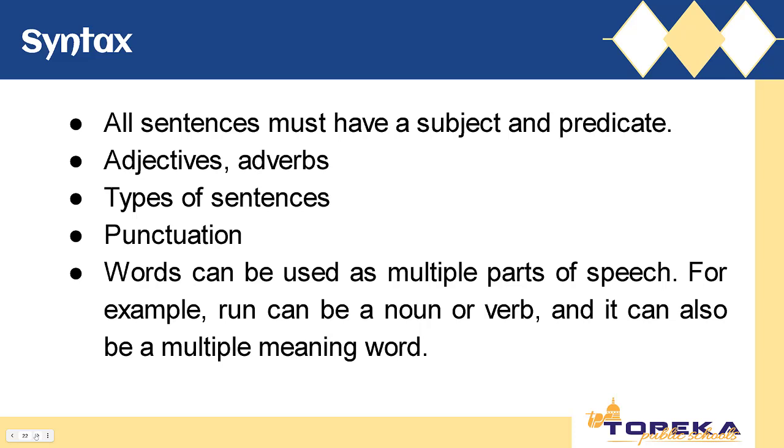Another example, we can say, the politician said the voter is a fool, or the politician said the voter is a fool. Notice that those placement of the commas very much changes the meaning of our sentences and the message that we are conveying. We also have to teach that words can be used as multiple parts of speech. For example, run can be a noun or a verb, and it can also be a multiple meaning word.